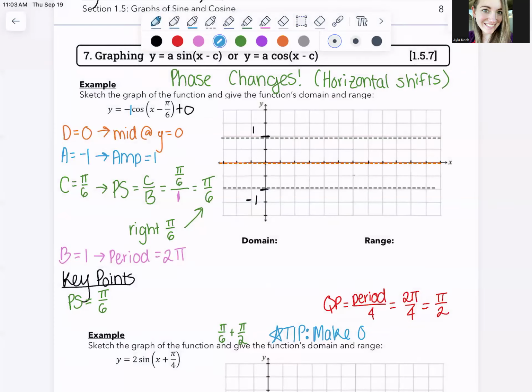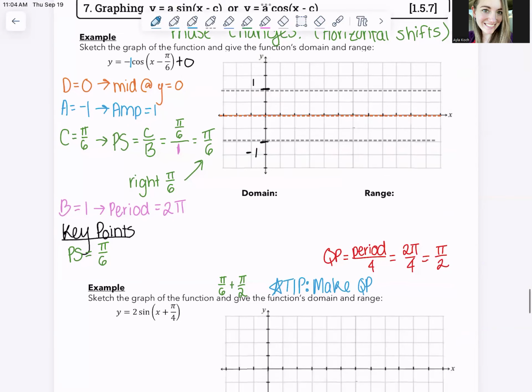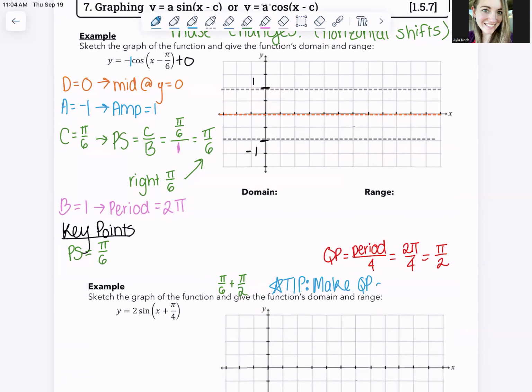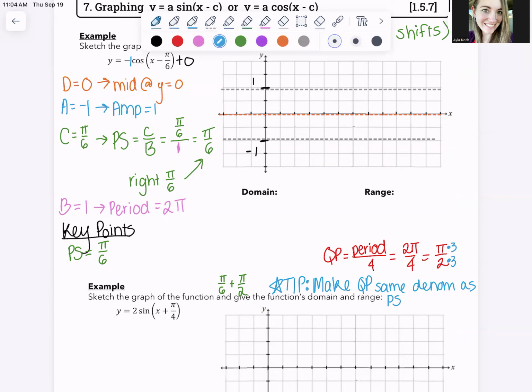I don't know why it keeps on doing that saving thing. I'm going to pause it and find out. All right, I'm going to see if I fixed it there. All right, make quarter period the same denominator as phase shift, because you're going to be adding them. So in this case, I have a denominator of 6 over here. In order to make 2 into a 6, I would multiply by 3. So this is 3 pi over 6.